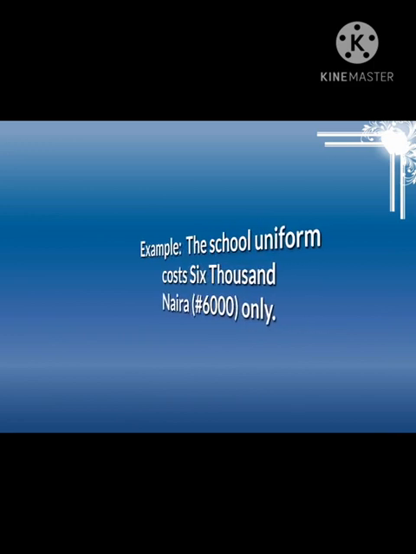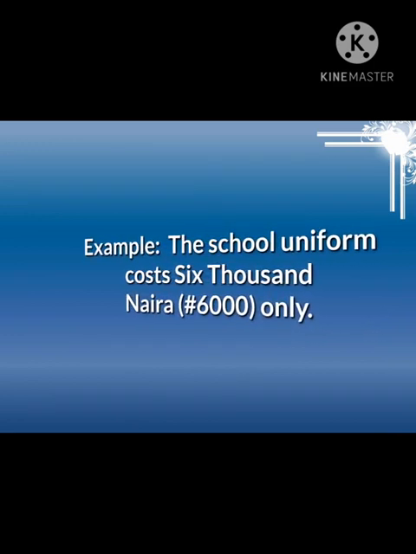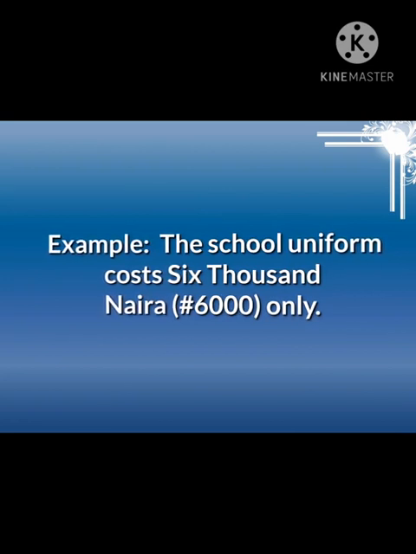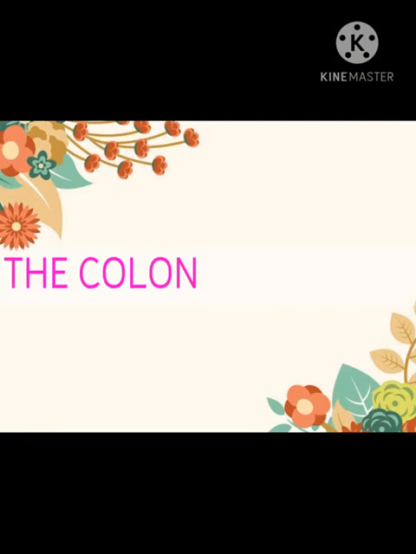Okay? So in this sentence in front of you, the school uniform costs six thousand naira (6,000). You can see that the 6,000 naira in the brackets or in parentheses is an explanation of the total that's written in words. Good. Okay, we move on to the next punctuation mark, which is the colon.